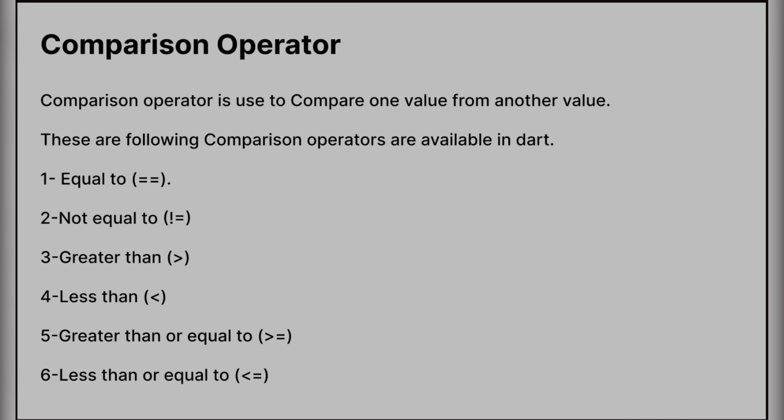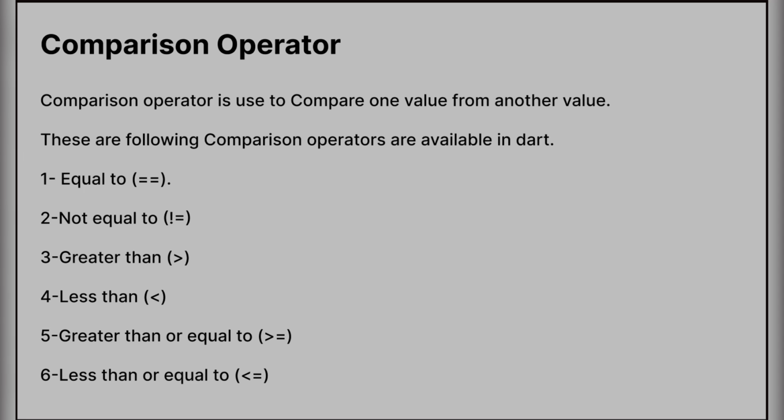Basically, the comparison operator is used to compare one value to another value. These are the following 6 types of comparison operator available in Dart. Just like first of all, the equal to operator. The equal to operator is used to check whether the left value is equal to the right value or not.